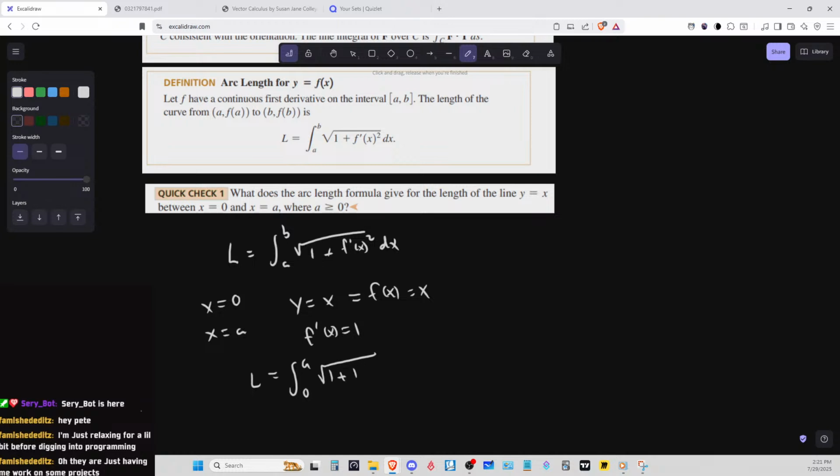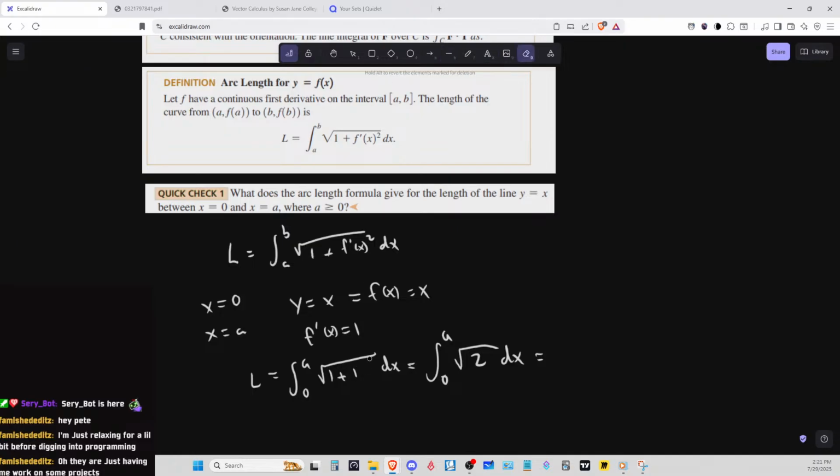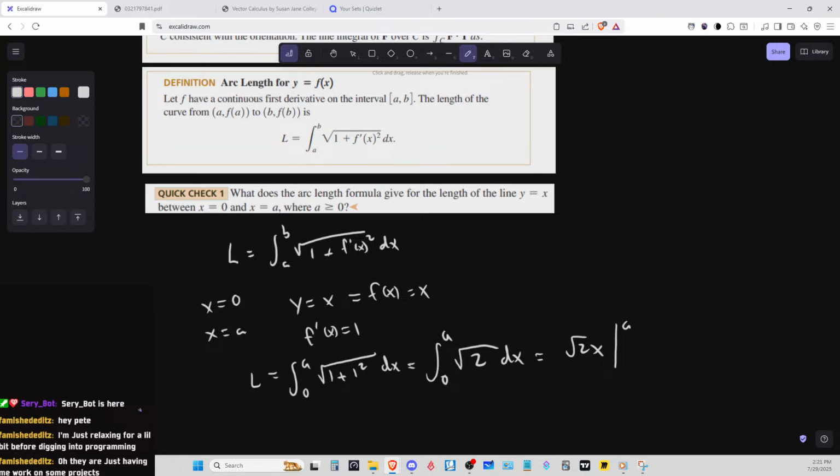means the arc length in this case is going to lead us to the integral of the square root of 2 dx. I should write that better. It's not a 12. That's going to be x. Then we have a, so it's going to be a times the square root of 2 is the arc length.